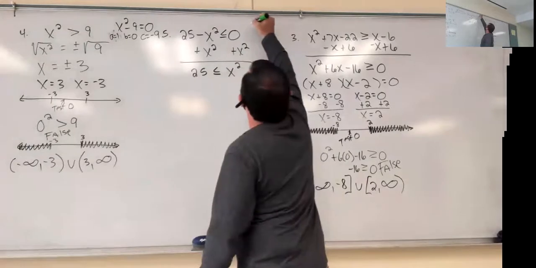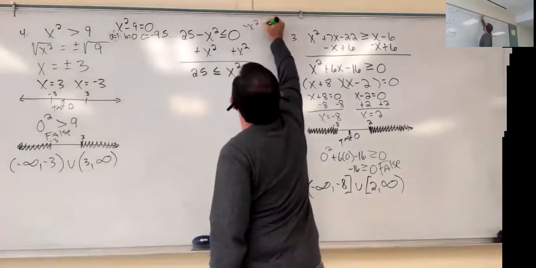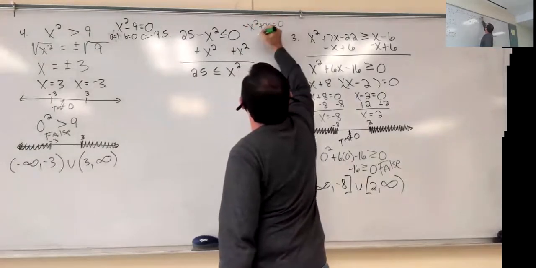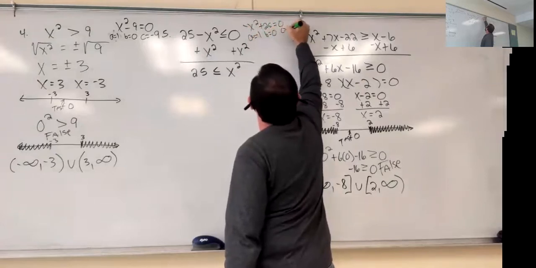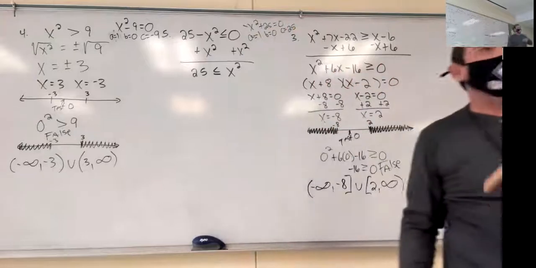Now, I will say if you did quad, you want that to be a negative x squared plus 25 equal to 0. So A would be -1, B 0, and C 25. And then quad will knock that out, okay?